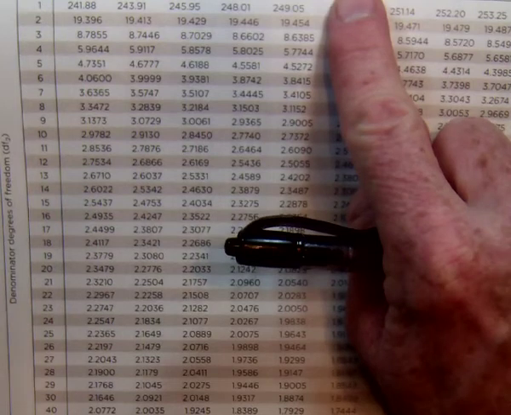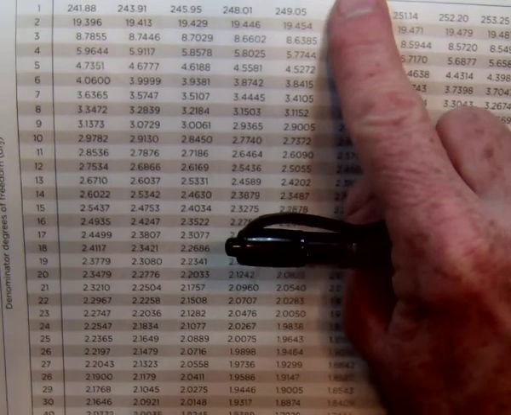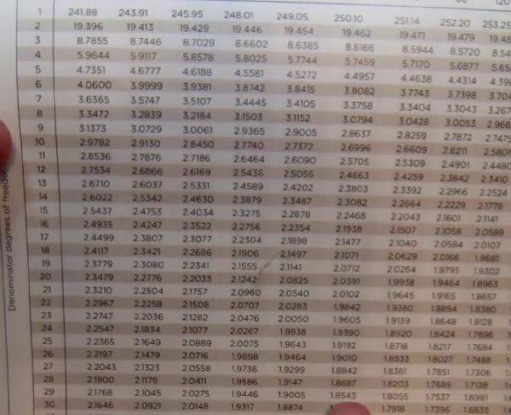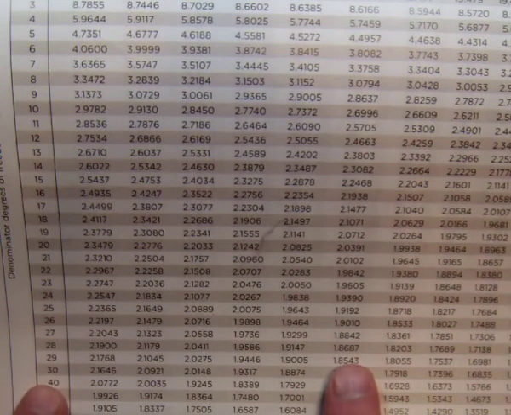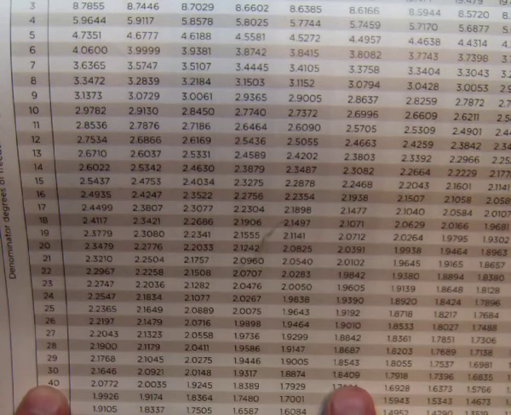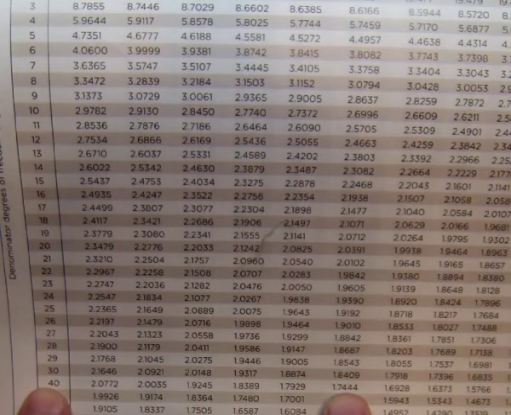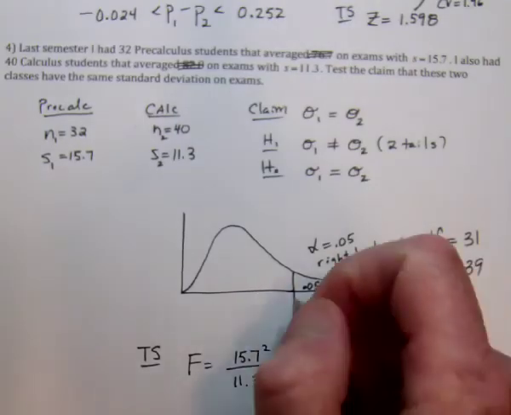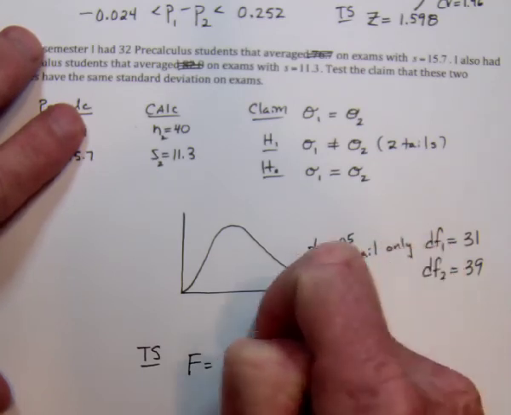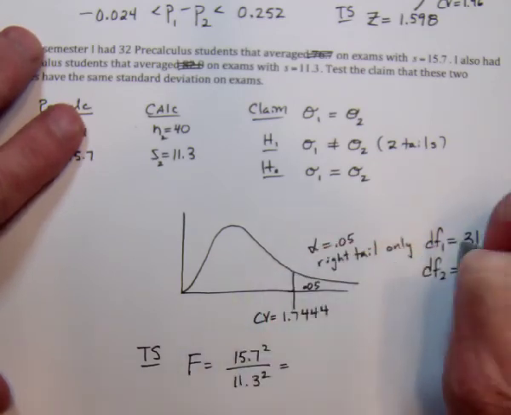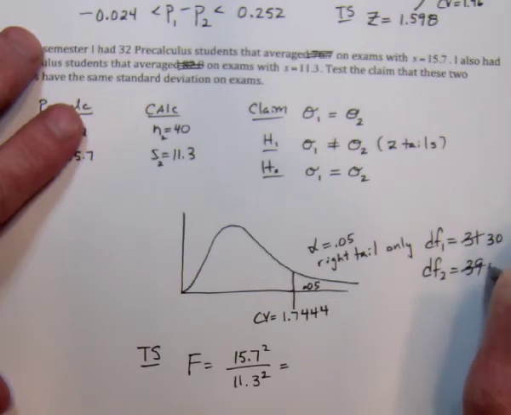And then along the side, if I can get it on the screen, you go down, and I would look for 39, but they don't have 39, so I'm going to use 40. So if you go to where 40 is, then that's 1.7444. 1.7444 is the critical value. This one I had to use 30, and this one I had to use 40.